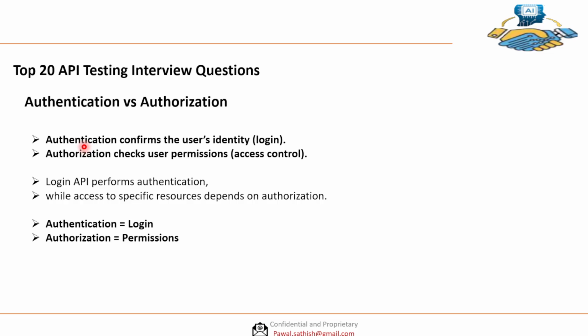So authentication confirms the user identity, the login things. Authorization checks the user permission, which is nothing but access control. So the login API performs the authentication, while access to specific resources depends on the authorization. In short, authentication is the login. Authorization is related to permissions.